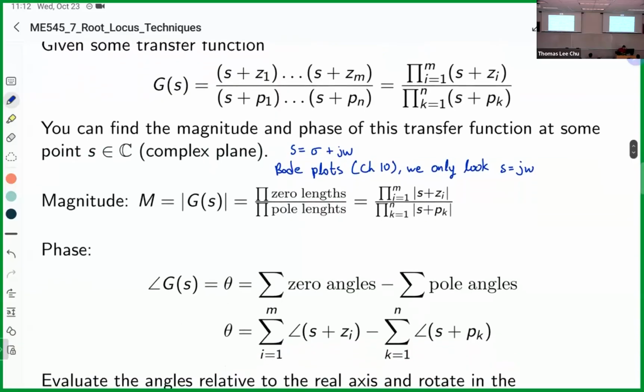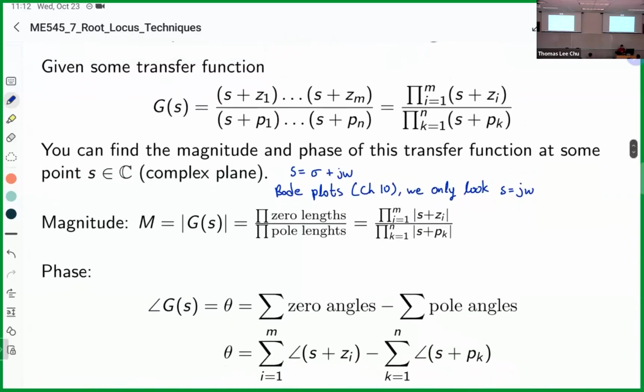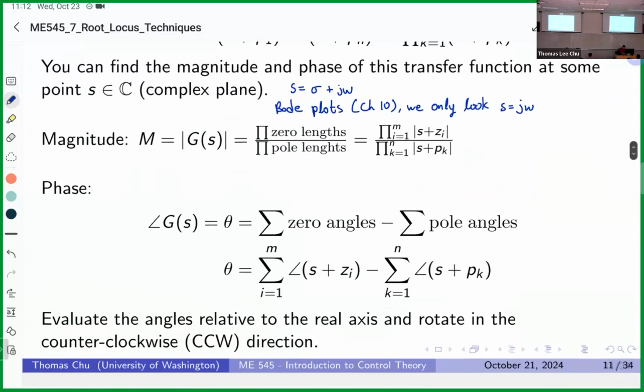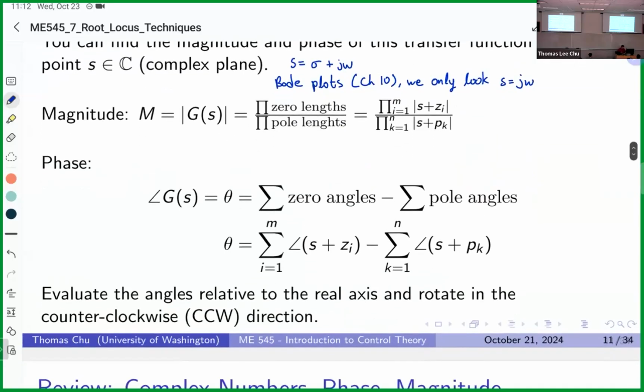So what we do is we evaluate the magnitude of each zero evaluated at S, and we multiply them. This is the product notation. That's the magnitude. And then the phase is going to be the sum of all the zero angles minus the sum of all the pole angles, which is defined here. And then we evaluate the angles relative to the real axis and rotate counterclockwise for positive.